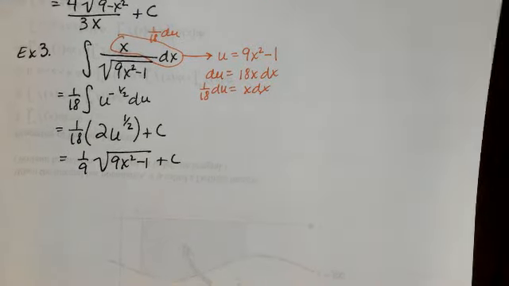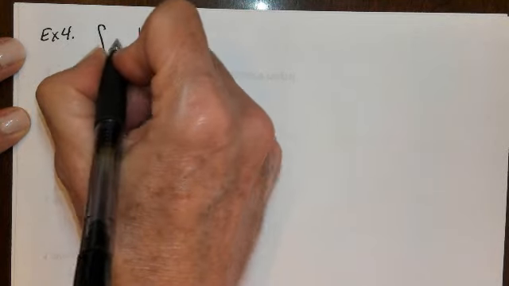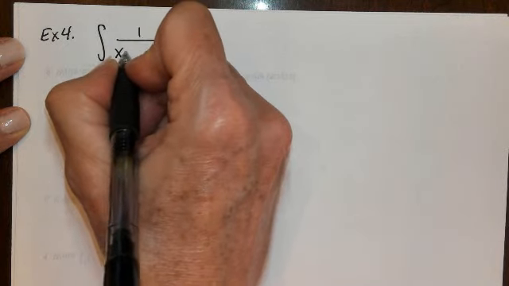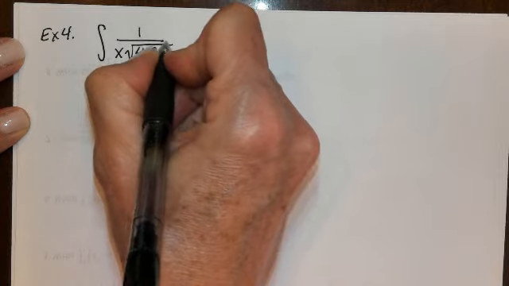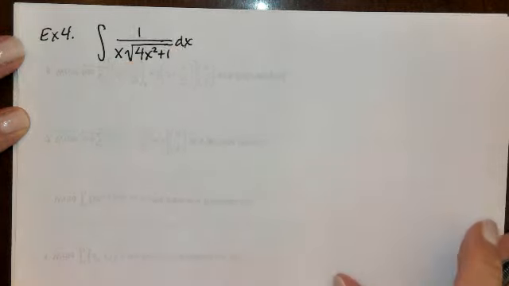I wonder if I can fit this. I think I'm not going to try to squeeze. I'm going to just go to another piece of paper. So example 4, last example. 1 over x times the square root of 4x squared plus 1 dx.